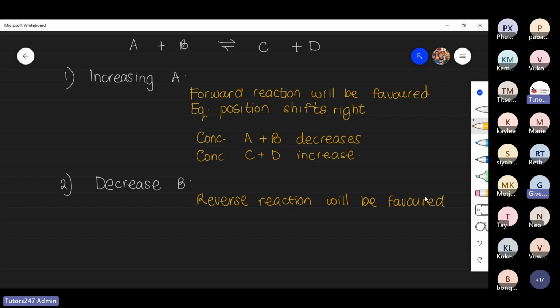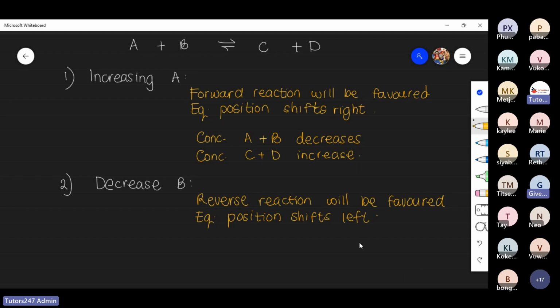Now, if we are favoring the reverse reaction, that means we are going from C and D to A and B. Our arrow is going to point left. So our equilibrium position is going to shift to the left. So we can then state our equilibrium position shifts left. Okay. Those are the two important pieces of information you always have to state.